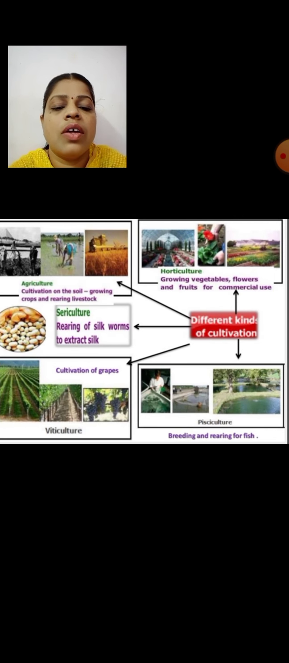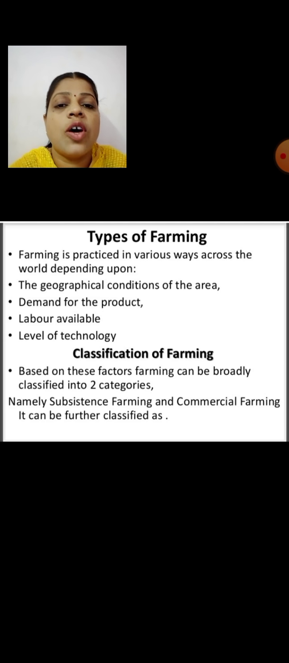Next one is the types of farming. Farming is practiced in various ways across the world depending upon the geographical conditions of the area, the demand for the products, the labor available and the level of technology. That means farming is practiced in various ways across the world. It's not confined to our location or our state or, yes, our country. It has been spread across the world.